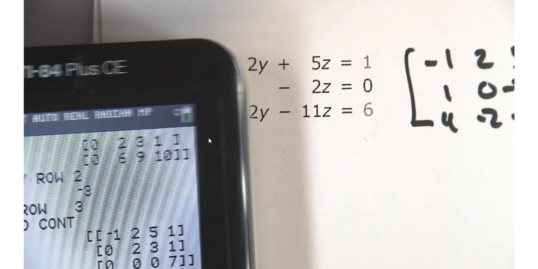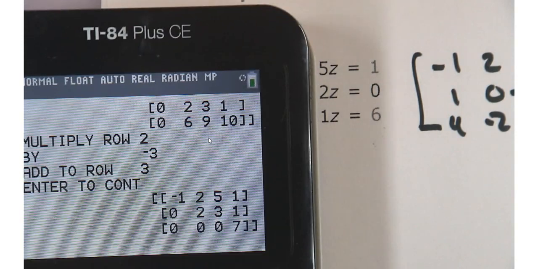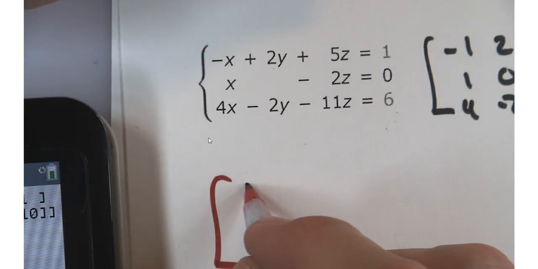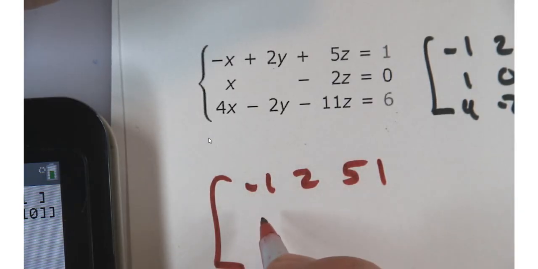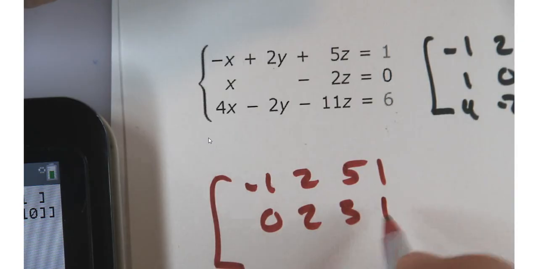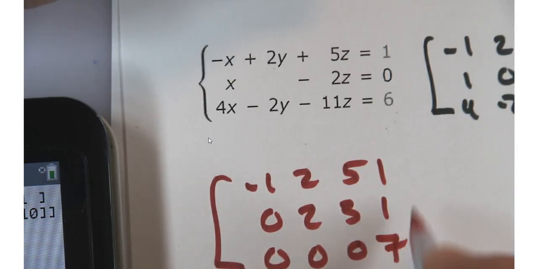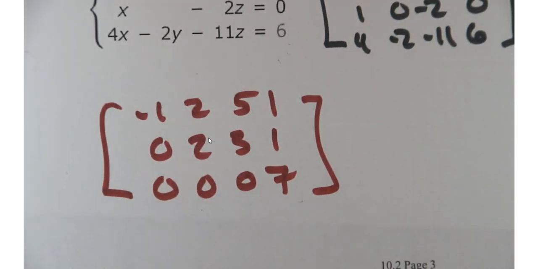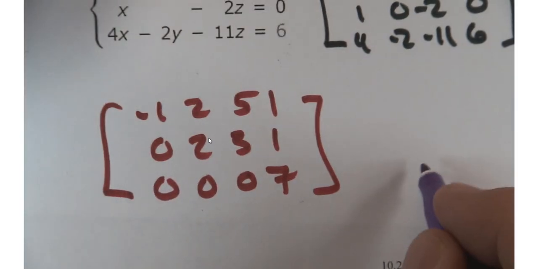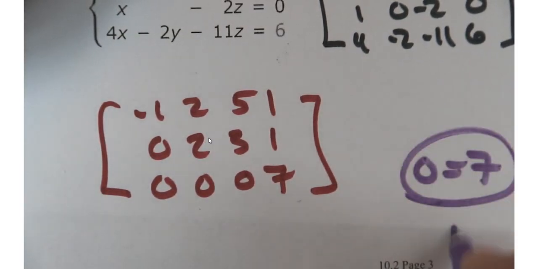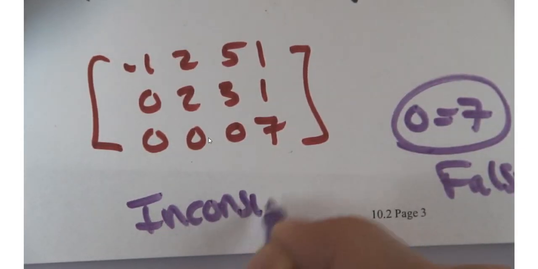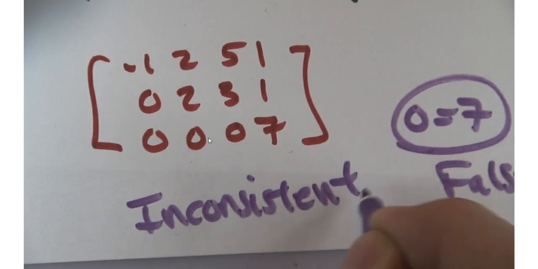I probably should have written down my commands along the way, but I end up with this system of equations: negative 1, 2, 5, 1; 0, 2, 3, and 1; 0, 0, 0, and 7. What's that last equation telling me? 0 equals 7. What do you guys think about that? Does 0 equal 7? False. Inconsistent, or as WebAssign would say, no solution. Nice.